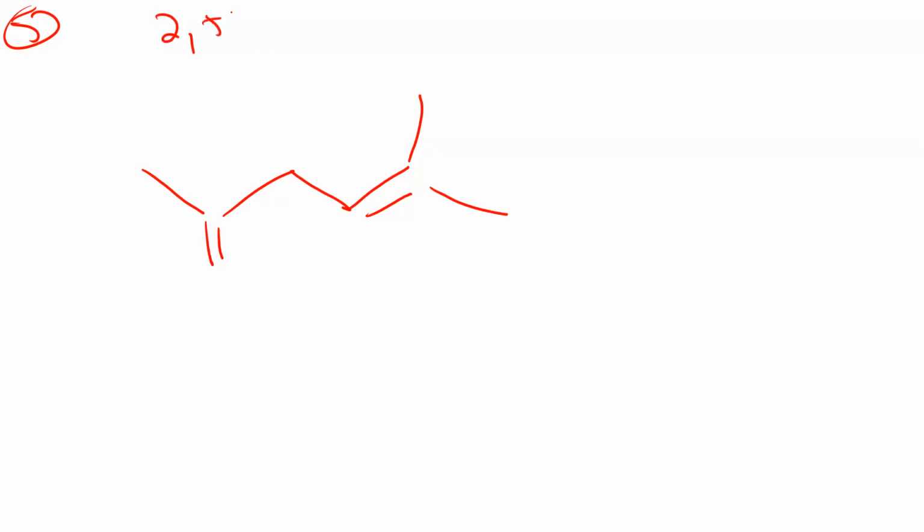Question 5. We have this structure right here. And the question says, how many carbons? It says we have 2,5-dimethyl hexa 1,4-diene. So let's put that out. I want to show you how you get all this. This will be the last question we do. 2,5-dimethyl hexa 1,4-diene. So let's try to identify all these parts on here.